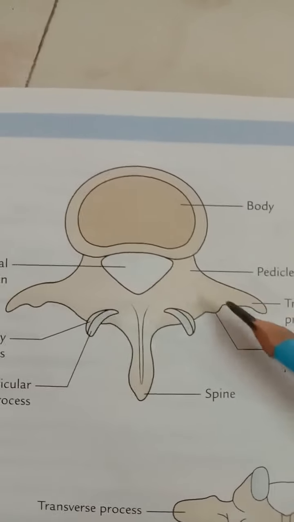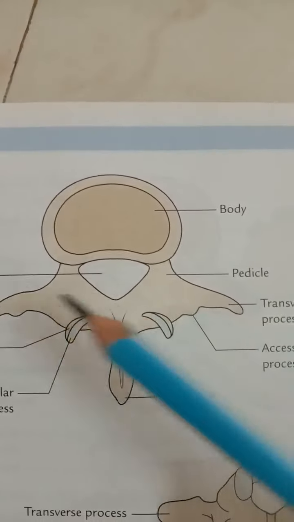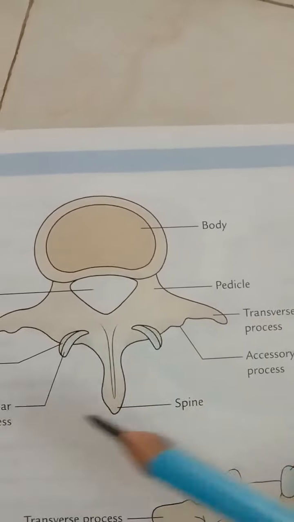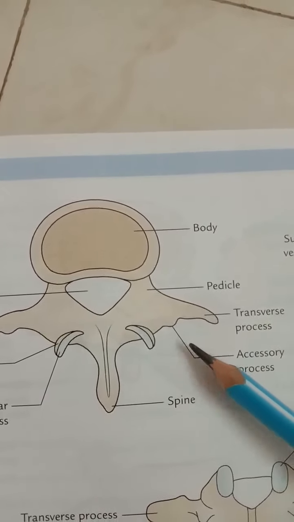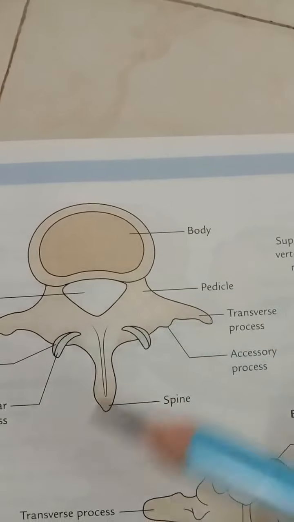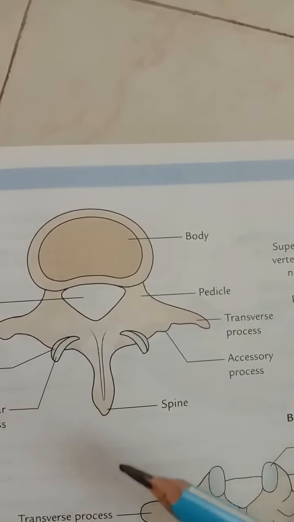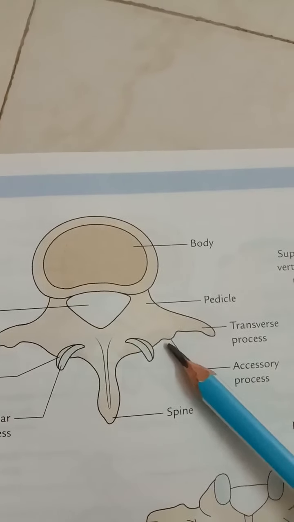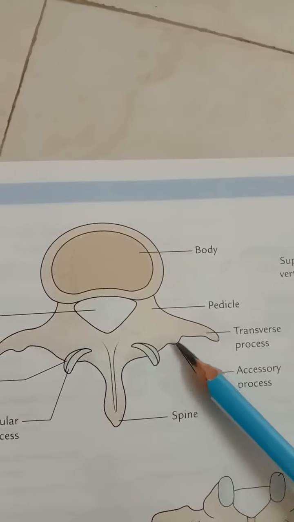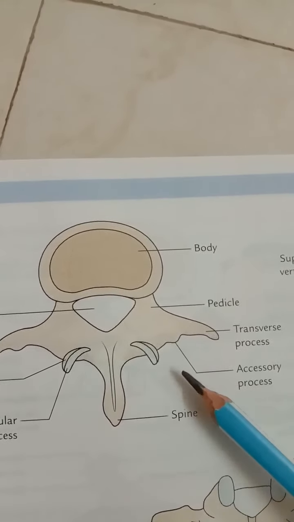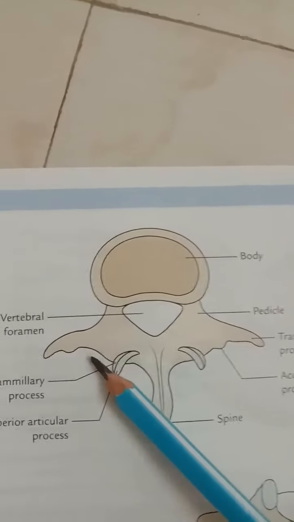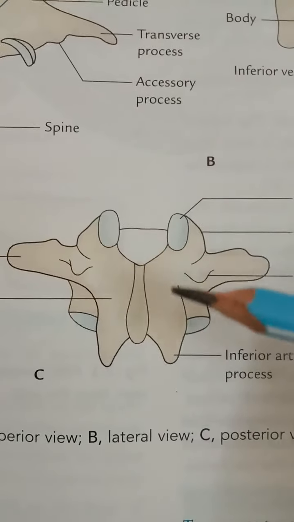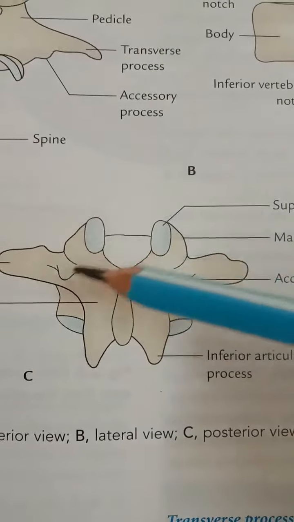Then the transverse processes. The transverse processes are thin and tapering, and directed laterally and slightly backwards. At the posterior-inferior aspect of the root of the transverse process, there is a small rough elevation called the accessory process. This one on both sides. Here in the posterior view you can see the accessory process.